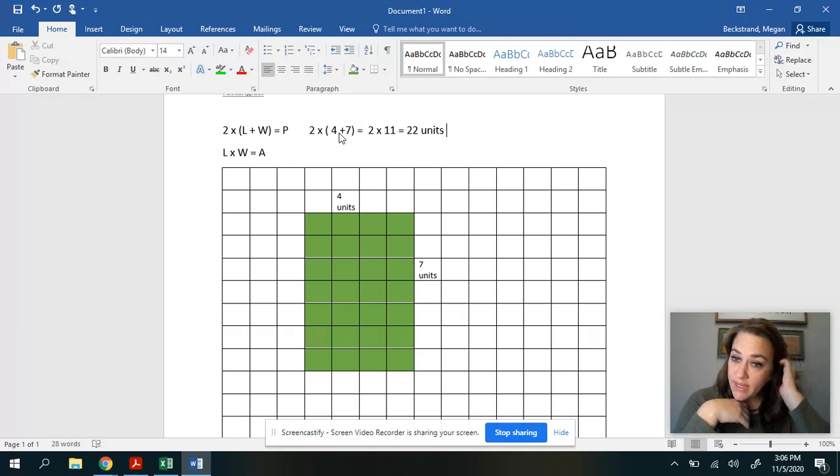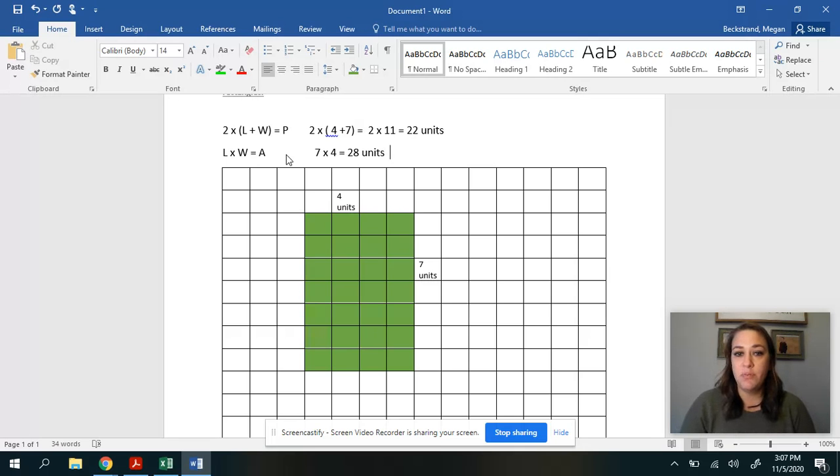Okay, and then to find the area, it's a little bit easier. It's just a multiplication problem instead of multiple steps. We take length times width. So length times width, our length is 7, our width is 4. So we would take 7 times 4 is equal to 28 units. Okay. So when we're working with area and perimeter, it's going to be really important that you know those formulas, because if it's a rectangle, that formula is going to work to find your perimeter or your area.